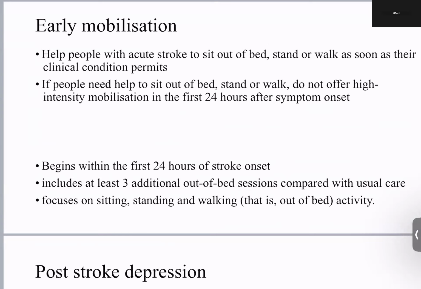If a patient requires support to even sit or stand or walk, again, high intensity mobilization is not suggested, especially in the first 24 hours of symptom onset. High intensity mobilization begins within the first 24 hours of stroke onset, includes at least three additional out of bed sessions compared with the usual care, and focuses on sitting, standing, and walking, that is out of bed activity.